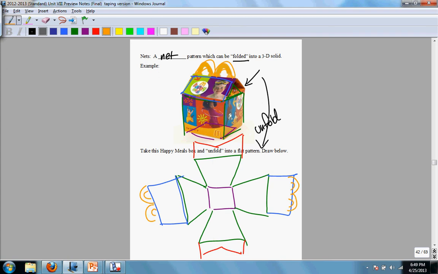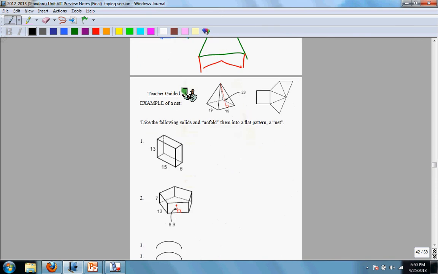What we've created, this is called a net. It's an unfolding of a 3D shape. Let's try this skill on some geometry shapes.